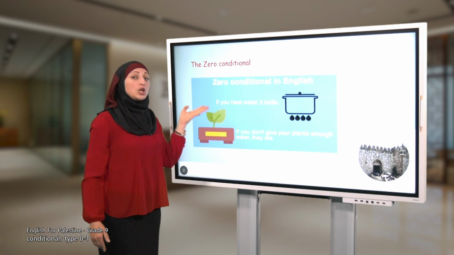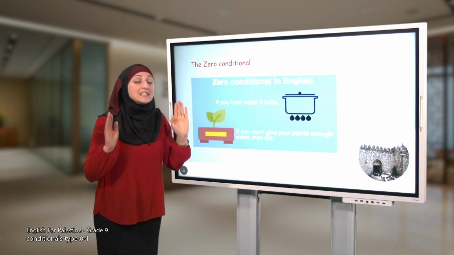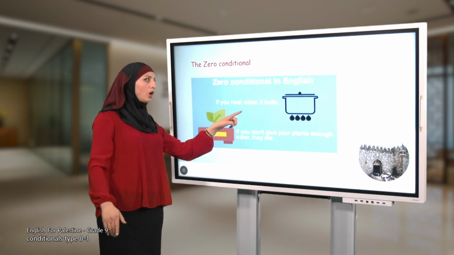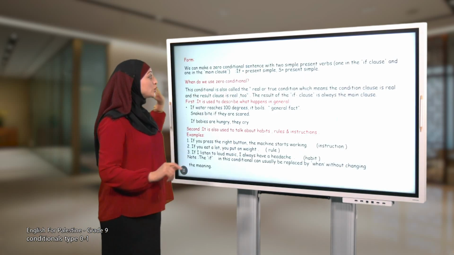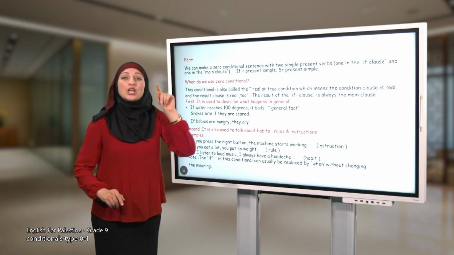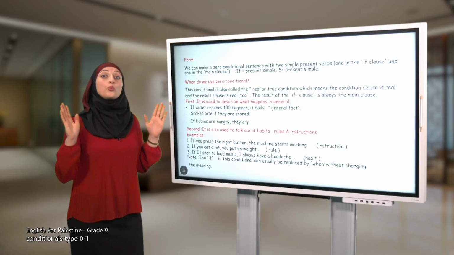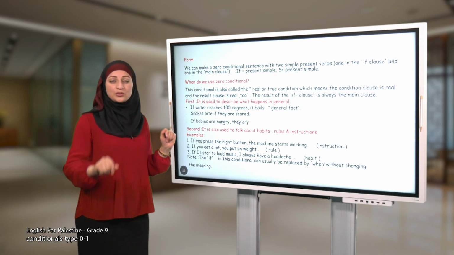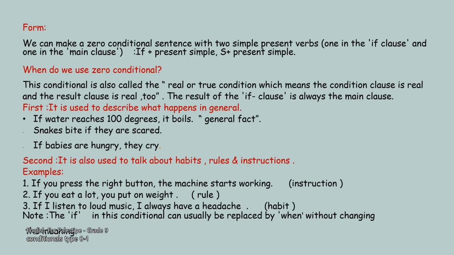If you concentrate, you will decide that the verb here, heat, is simple present. And in the main clause, boils, what tense is this? It is also simple present. So, we can make 0 conditional using this rule. If plus present simple in the if clause, comma, subject plus present simple in the main clause. So, question number 1. When do we use 0 conditional? We use it to talk about real condition. So, we use 0 conditional to describe what happens in general.